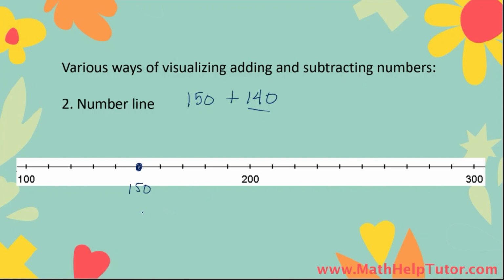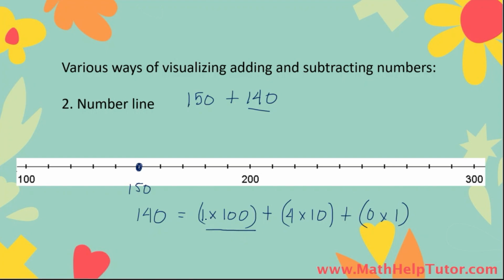So what we can do is, let's write the expanded form of 140, which is 100 plus 4 tens plus 0 ones. And then we can jump by place. So let's jump by 100s first. There's 100. So let's jump by 100. Okay, this is 10, 20, 30, 40, 50, 60, 70, 80, 90, 100. So plus 100 is over here. Let's jump by plus 100. It's plus 100.